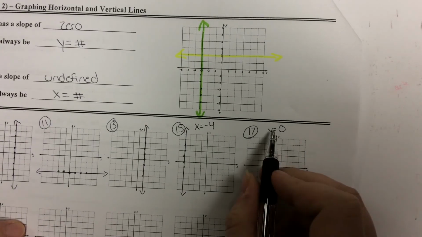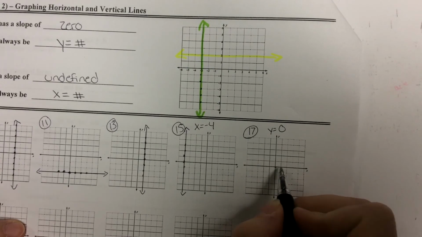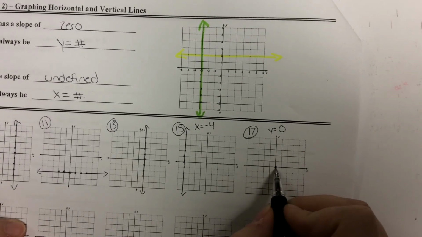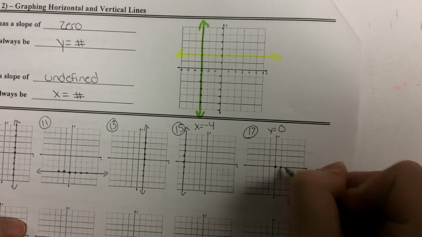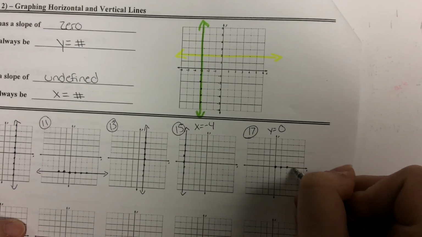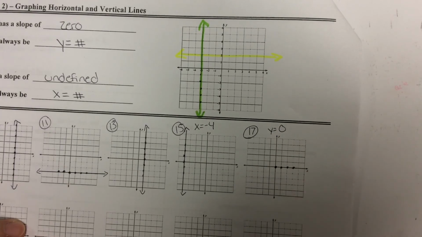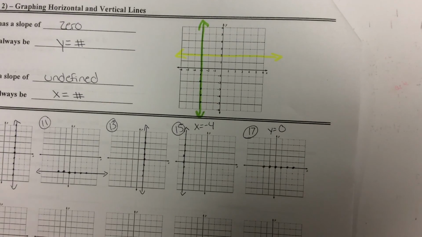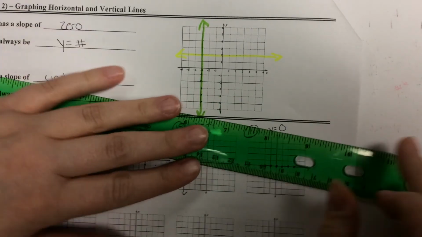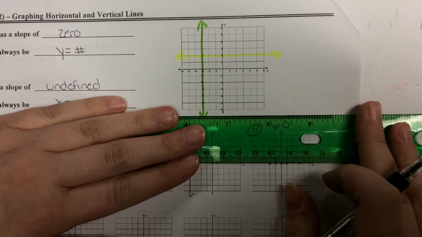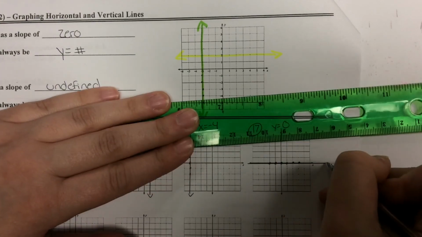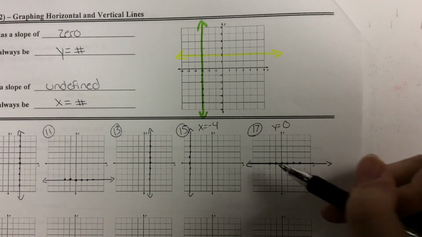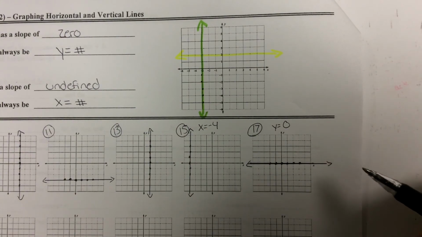Let's take a look. So at y equals 0, first I have (0, 0) at the origin, and then I've got (1, 0), (2, 0), (3, 0). How about opposite? (-1, 0), (-2, 0). This line is going through the x-axis. So an equation of y equals 0 is going to be exactly through the x-axis.